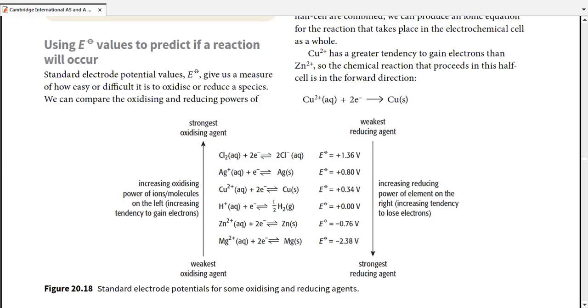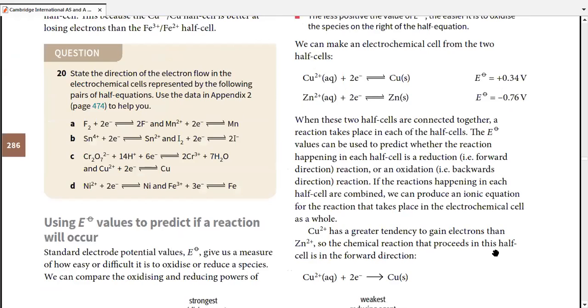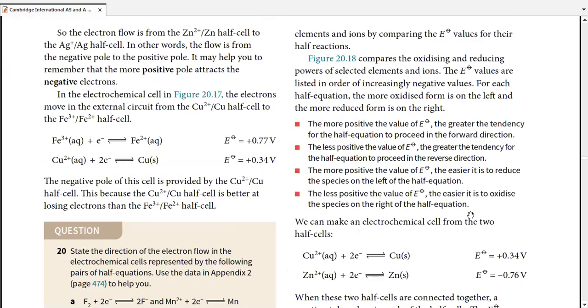We start comparing element by element, no matter whether it's a metal or a non-metal. We start comparing the E naught values to another one, then we add another one to the list. And as you can see, this list is already made up of 6 different elements, out of which 2 are non-metals and the rest 4 are metals. Okay? Let's go through these points in order to understand it.